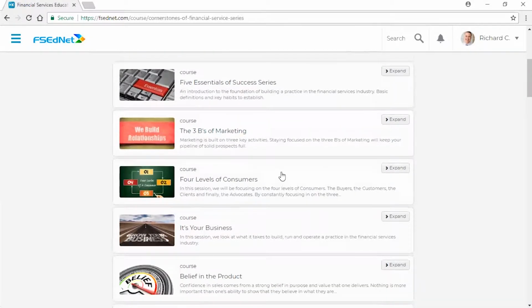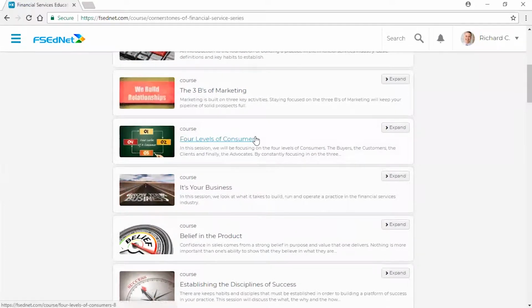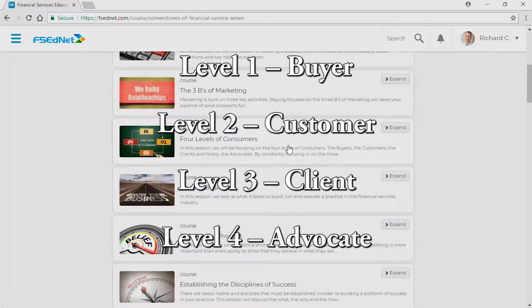In the 4 levels of a consumer, we explain that when a sale is made, the relationship is just beginning because that consumer is only at the first level, that of a buyer. The second level, that of a customer, is when that consumer thinks about insurance or investments and they think of you. The third level is a client. A client is someone who seeks your advice and counsel. And the 4th level is an advocate. We will explain the importance of these levels and how to move your consumer through each level.